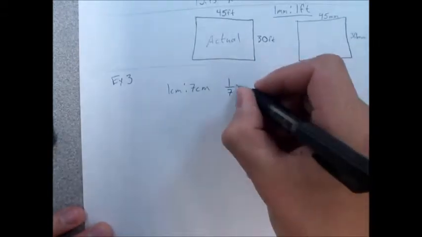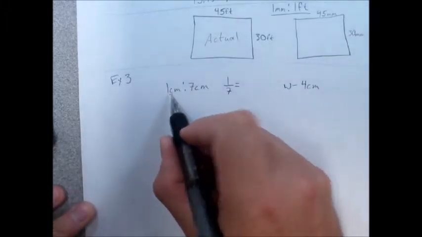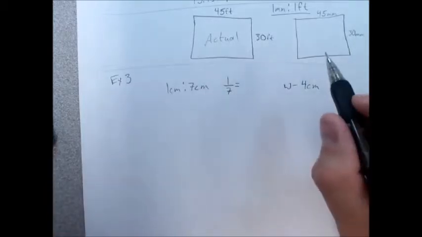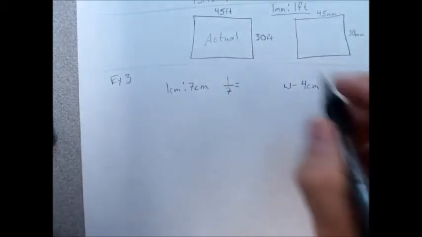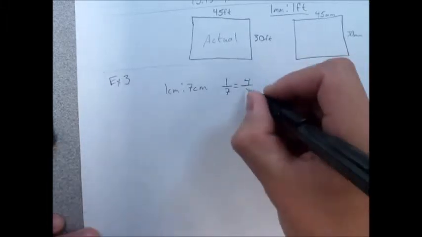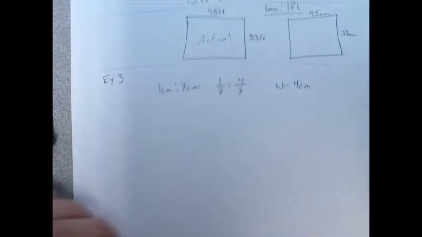and I would set it equal to, remembering this is drawing to actual, here it says in the drawing it was 4 centimeters. So this is drawing to actual, and we don't know what actual is. So I'm going to give it an X. I could put in a W, I could put in any variable. You can put in the first letter of your name. I could put a B right there if I wanted to.